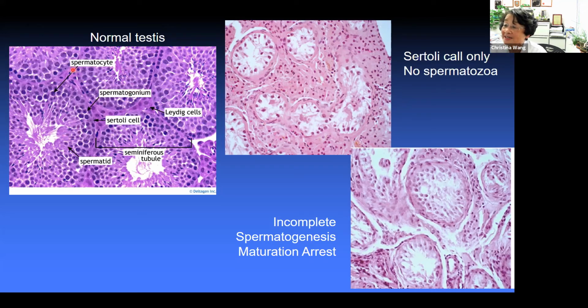And then you can see here are the big cells. These are the spermatocytes. And then the little ones are the round spermatids. And you can see these are the mature spermatozoa.